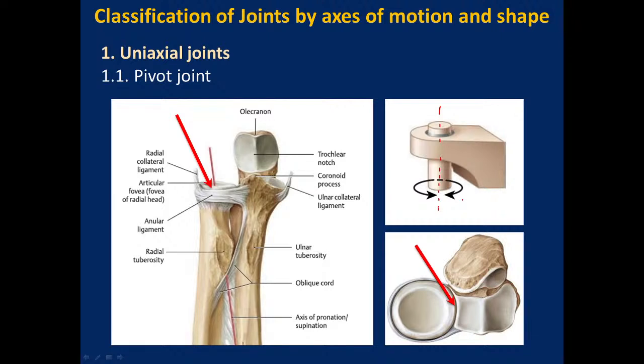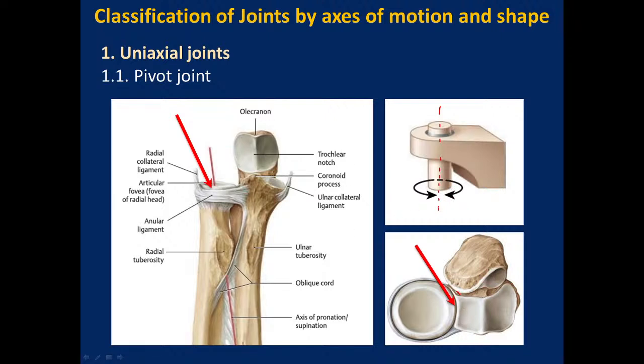According to the biomechanical classification, joints may be pivot joints, or sometimes we call them trochoid joints. They have a round shape or pointed surface, and rotation may be done only around the longitudinal or vertical axis. An example of pivot joints is the radio-ulnar joints.